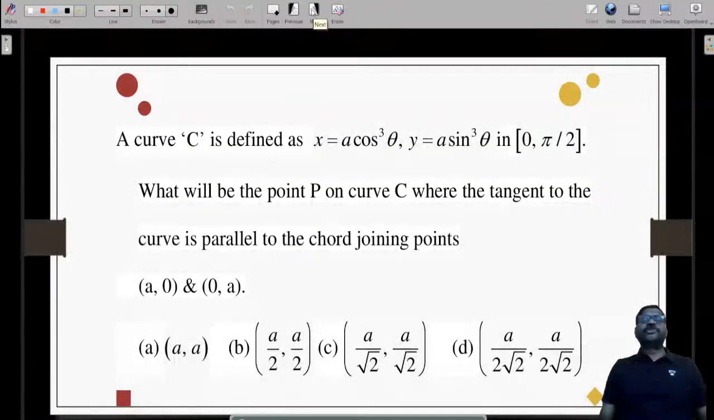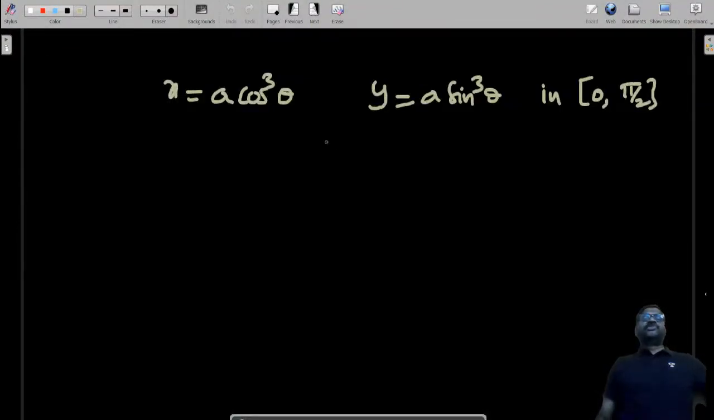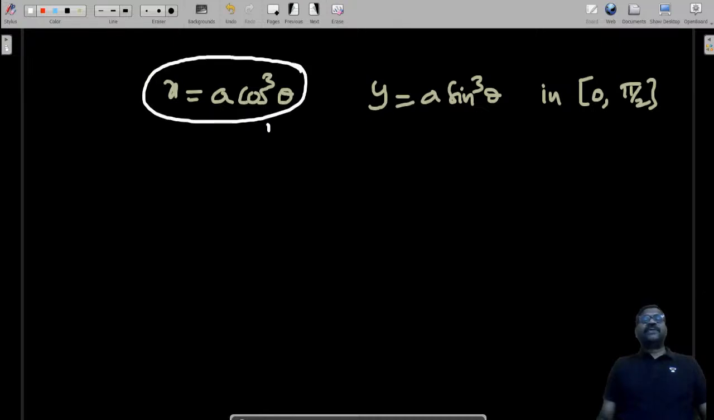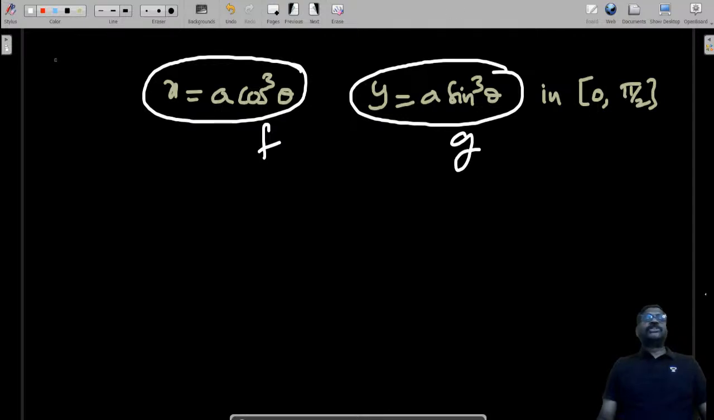X equal to a cos cube theta, y equal to a sin cube theta in the interval 0 comma pi by 2. Both cos cube theta and sin cube theta are continuous as well as differentiable. Therefore, both the conditions of Cauchy's mean value theorem are satisfied. Let us say this is F, this is G. Both F and G are continuous and derivable. That's why I am applying Cauchy's mean value theorem.